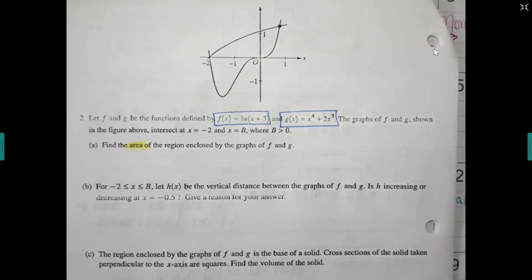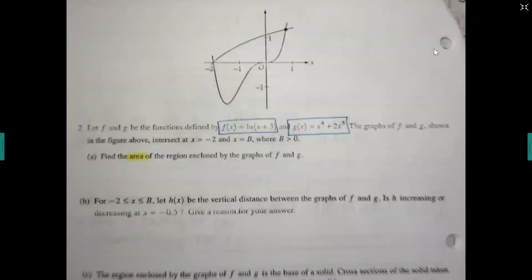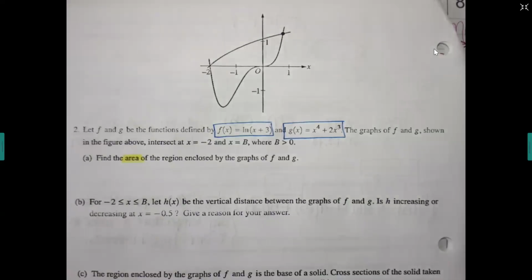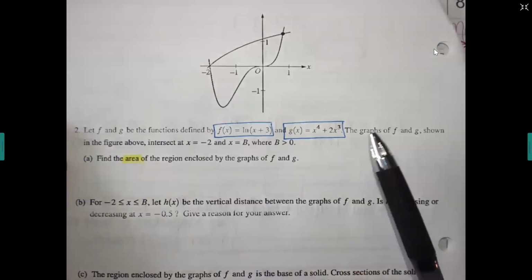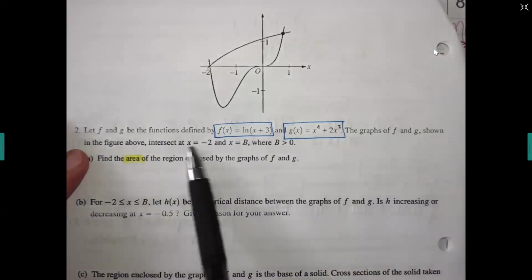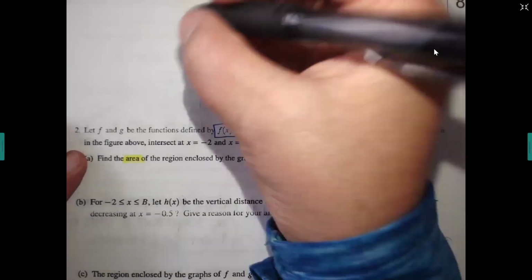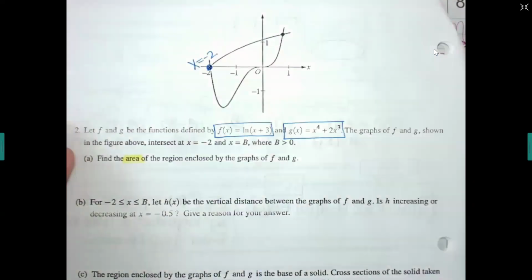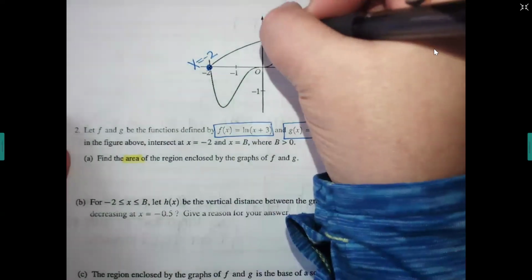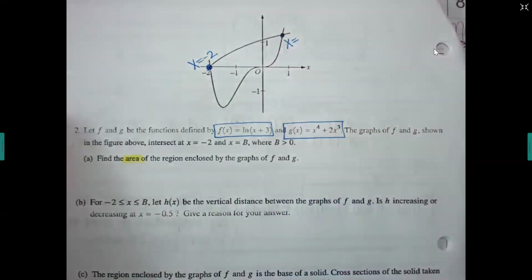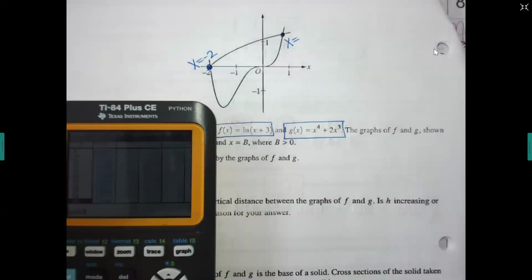Okay, for part A, they're asking you for area. So what's the first thing you're going to need to find once you have those equations typed in? Okay, this is our last unit. What are you going to need to find? The endpoints, very good. Now this endpoint, if you read it, it says the graphs shown intersect at -2. So they automatically give you this one as -2, but you're going to have to find this one. Go ahead and do that now if you haven't already.